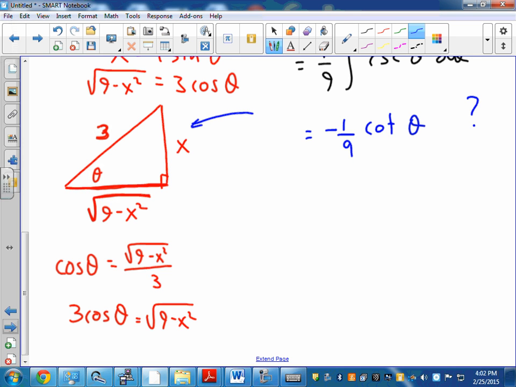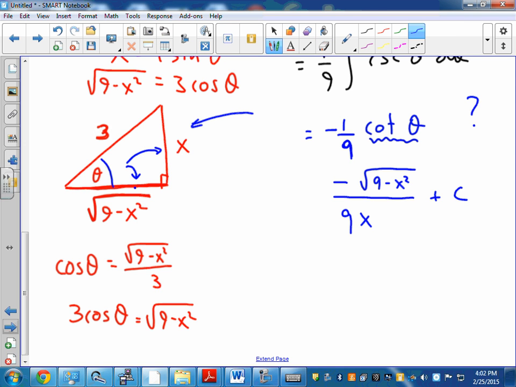Here was the picture. And now the question is, what is the cotangent of theta? So let's remember our trig again. The tangent of theta is opposite over adjacent. And so the cotangent would be adjacent over opposite. So we have minus the square root of 9 minus x squared over 9, right? That 9's still there, x, plus a constant. Okay, so this is the answer to the original problem. The original integral evaluates to that.